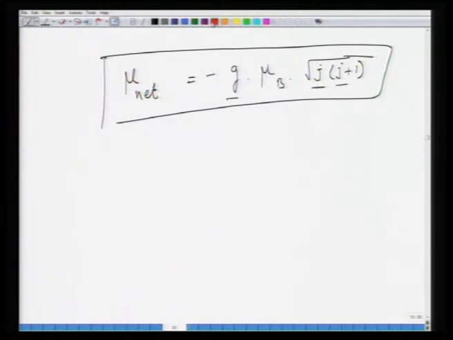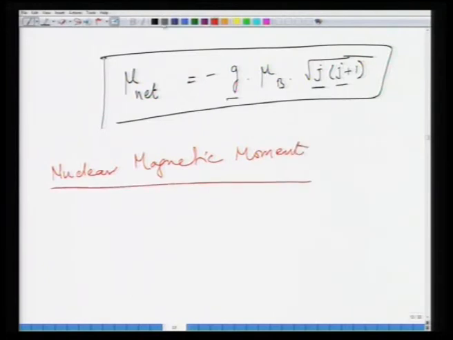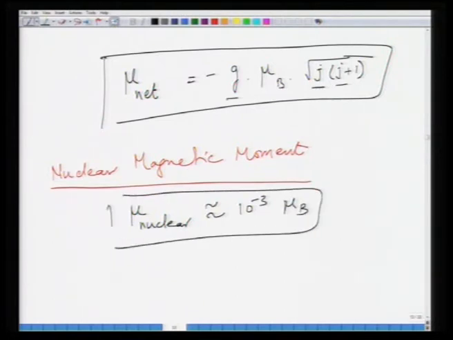Okay. And the third contribution that we did not talk about is the nuclear magnetic moment. And this is very small in number. So, mu nuclear is of the order of 10 to the power minus 3 mu b for most of the materials. So, as a result it is neglected. So, we just work with the orbital and spin contributions for most of the materials. So, this is the microscopic view of magnetization.